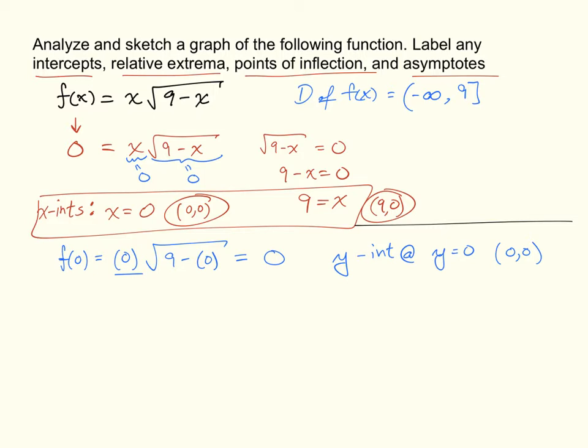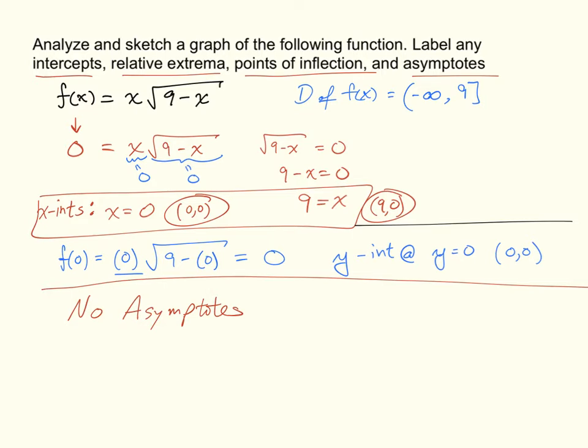And lastly on this page, I want to take care of the asymptotes. There are no asymptotes for this graph. If you'll remember, one of the ways we could have vertical or horizontal asymptotes is if there is a denominator in the original function, and there is no denominator in the original function. So we will have no asymptotes.